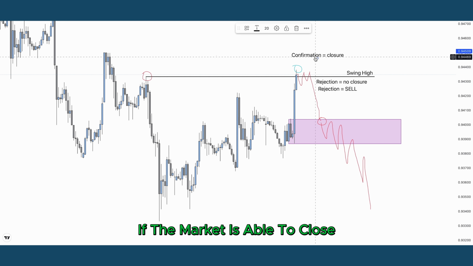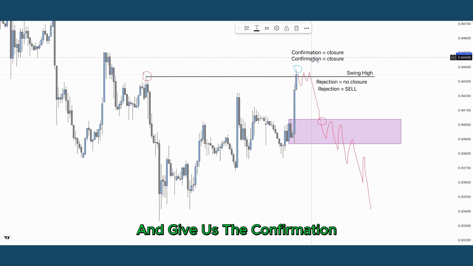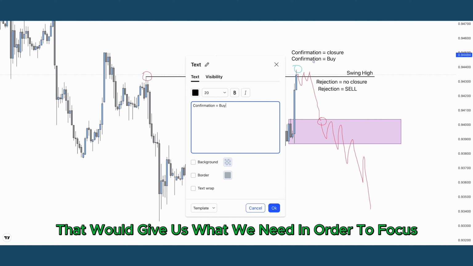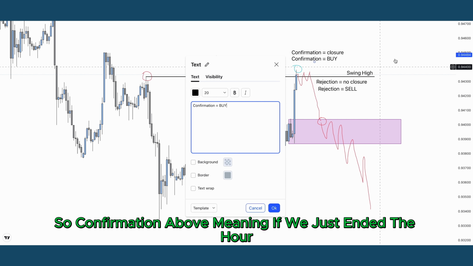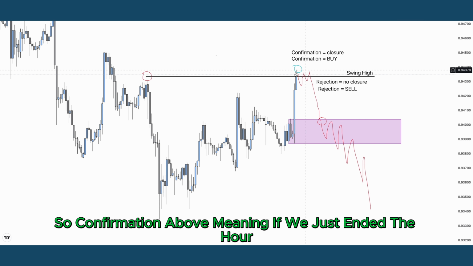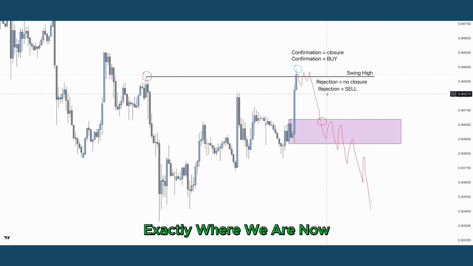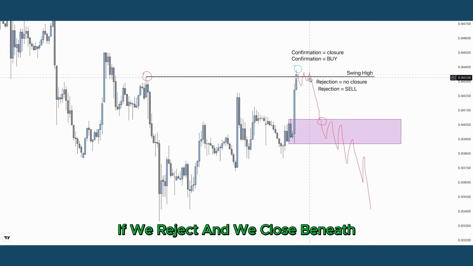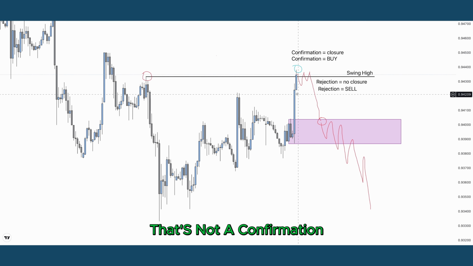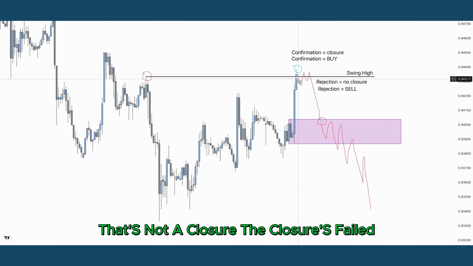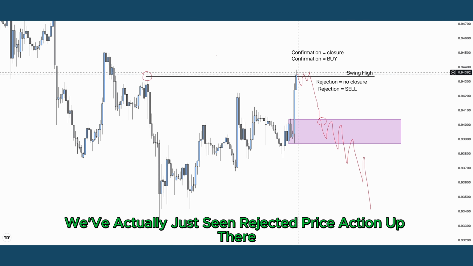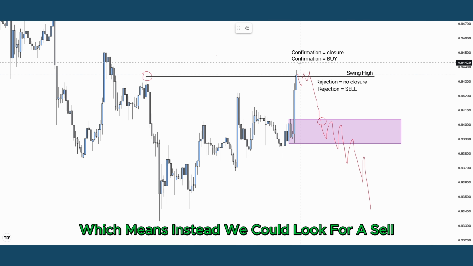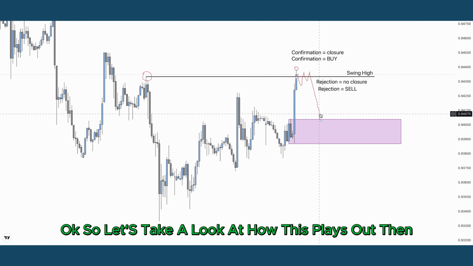If the market is able to close and give us the confirmation, that would give us what we need in order to focus on a buy, right? So confirmation above, meaning if we just ended the hour exactly where we are now, that would be confirmation for us to buy this market. If we reject and we close beneath, then that would be a rejection. That's not a confirmation. That's not a closure. The closure's failed, and we've actually just seen rejected price action up there, which means instead we could look for a sell.